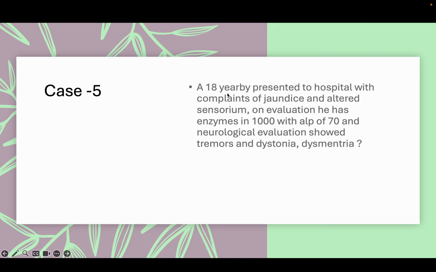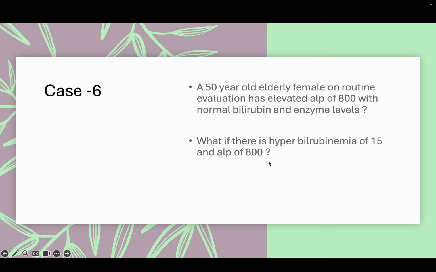Since the neurological manifestations are there, if you examine with the ophthalmoscope, you will find the Kayser-Fleischer ring will be there.